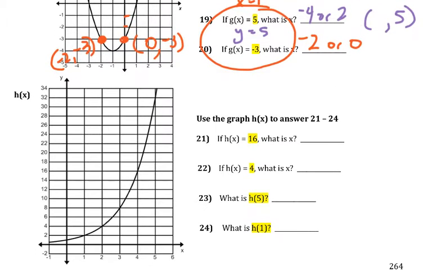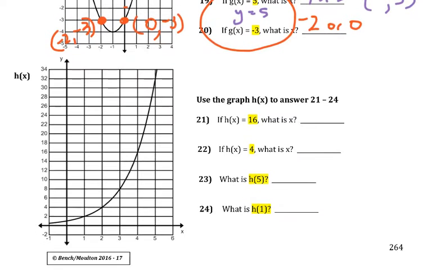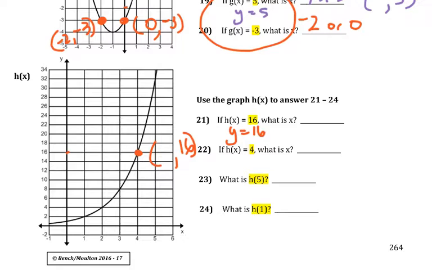Okay, the last one is h of x, and we're going to use the graph. If h of x is equal to 16, so that means if y is equal to 16, so go on your y-axis to 16, and then find your graph right there. So your ordered pair is something, 16, so your job right now is to tell me what is that number right there.